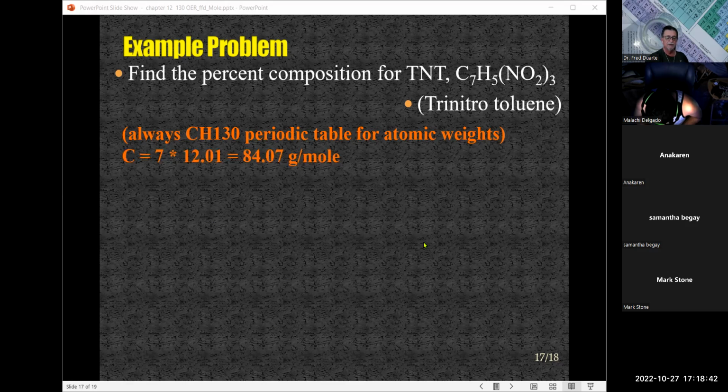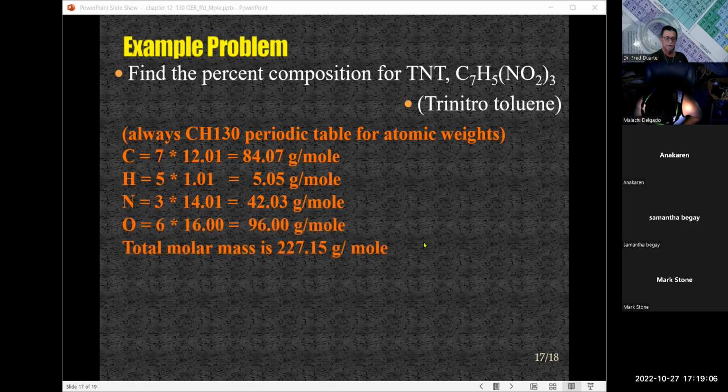All right, so let's add up. There are 7 carbons. Each one has an atomic mass of 12.01, so I have a total of 84.07 grams per mole for the carbons. There are 5 hydrogens, each at 1.01, for a total of 5.05. 3 nitrogens at 14.01, giving you a total of 42.03 for all the nitrogens. And then there are 6 oxygens at 16 apiece, for a total of 96. So the total molar mass for TNT, trinitrotoluene, is 227.15 grams per mole.